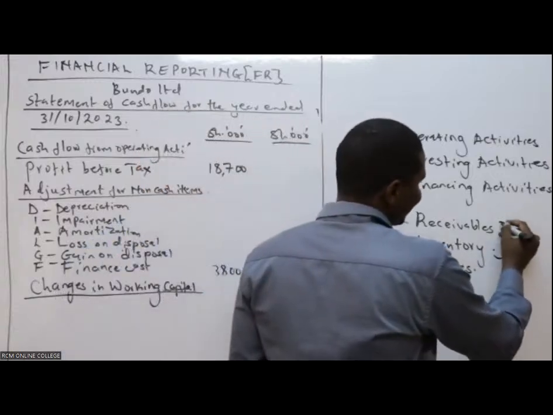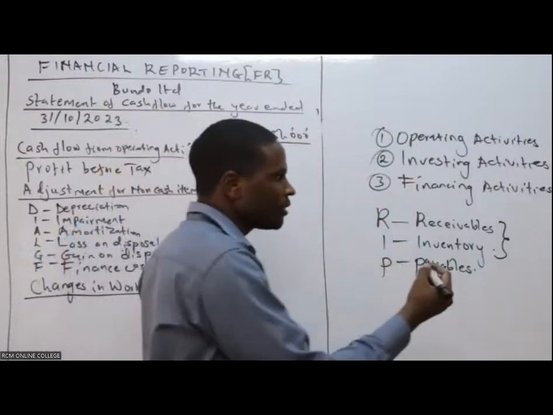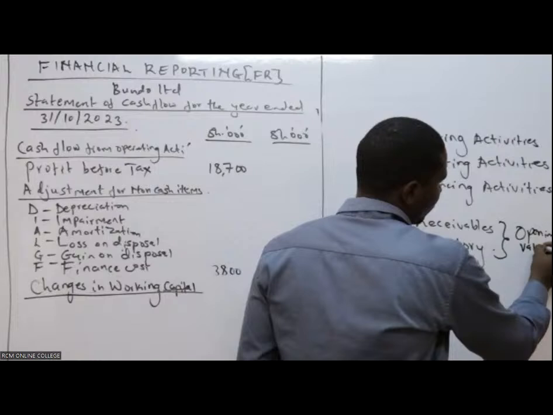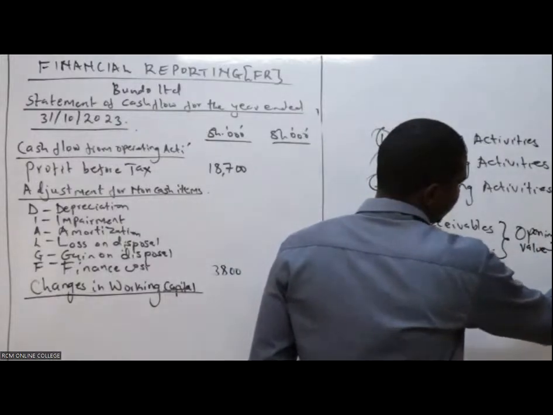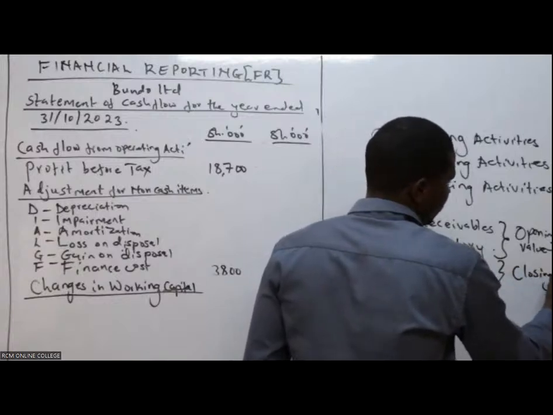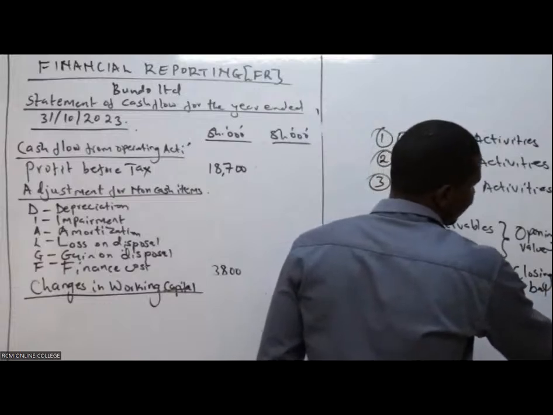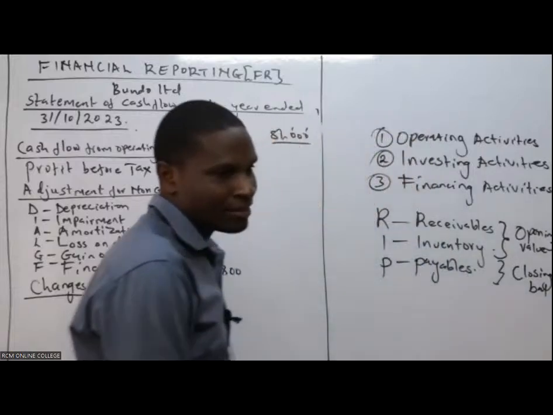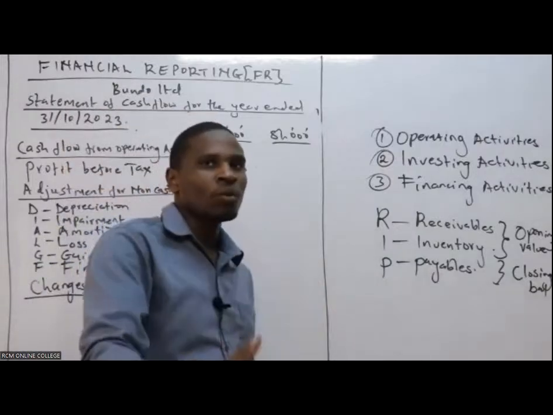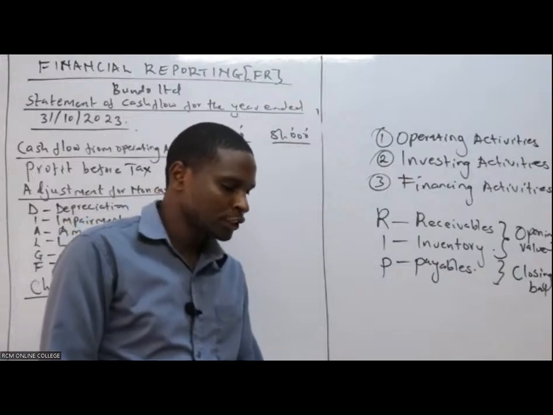For our asset, it will be the opening value minus closing. For liability, it will be closing balance minus opening balance. Like that. OCCO, as simple as that. Now, let's go direct to our balance sheet and check what we have.